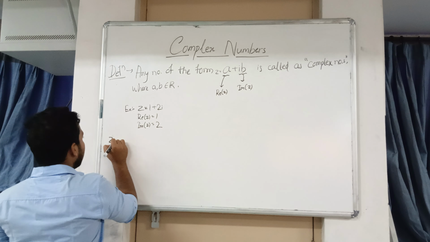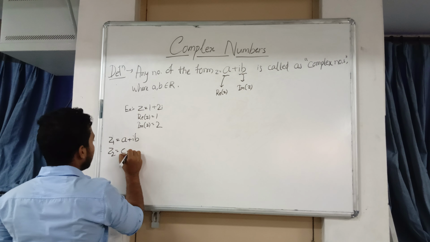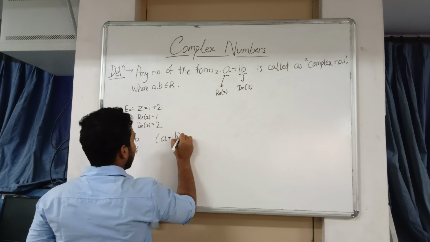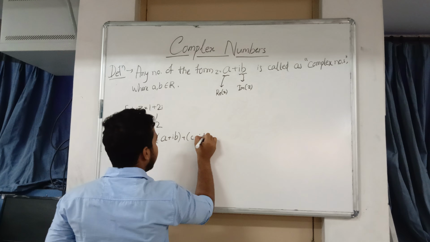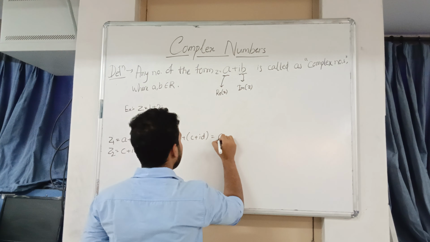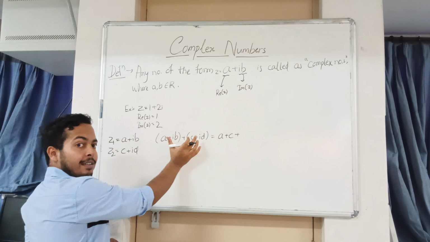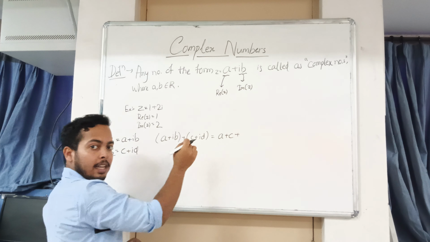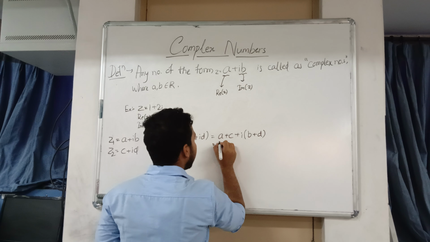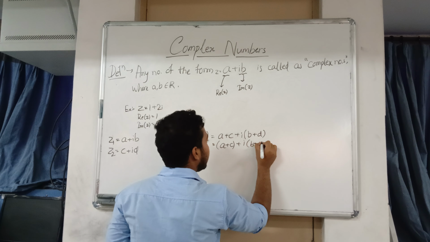Let Z1 is equal to a plus ib and Z2 is equal to c plus id. Now a plus ib plus c plus id. First writing the real parts together, that is a plus c. Now observe these two terms have i common between them, so taking i common, I have i times b plus d. That I can write as a plus c plus i times b plus d.